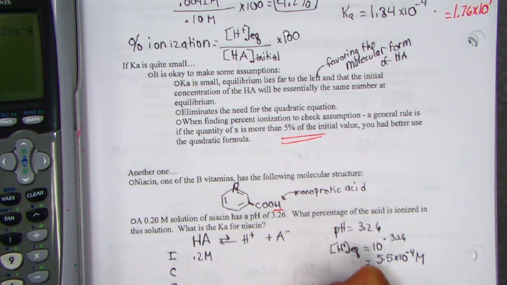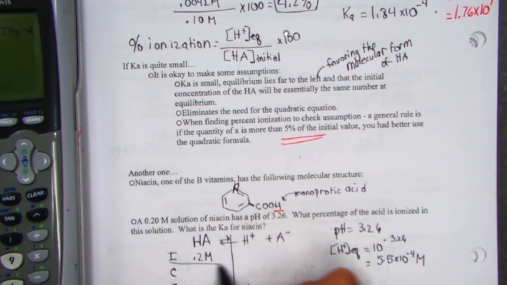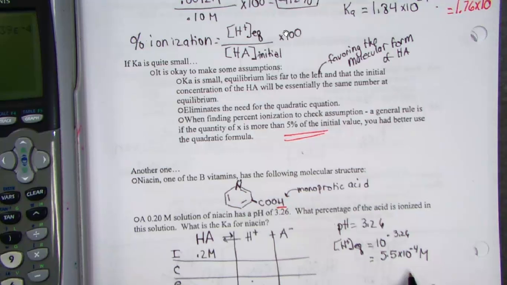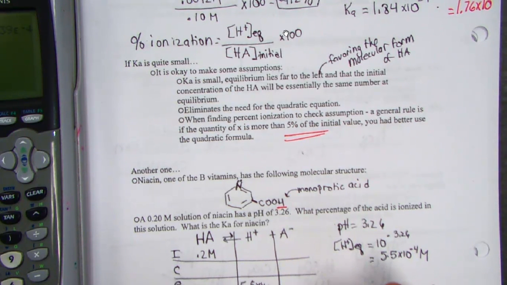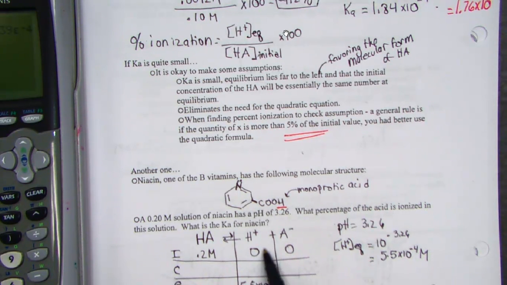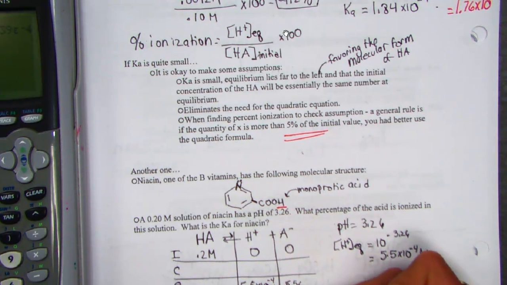At equilibrium, the hydrogen ion concentration is 5.5 times 10 to the -4th molar. Not only is that the hydrogen ion concentration, but since the acid dissociates to give equal amounts of hydrogen ion and the conjugate base, I also know the conjugate base concentration to be the same value.